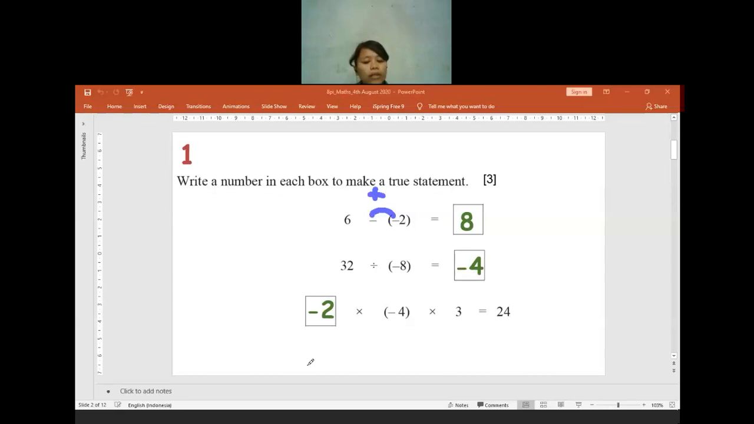For the last statement, negative 4 times 3 equals negative 12. 4 times 3 is 12, and negative times positive will be negative. So we have to find negative 12 times how many to get 24. 12 times 2 equals 24. Since the 12 here is negative, it has to be negative 2. The answer is supposed to be negative 2, not 24.